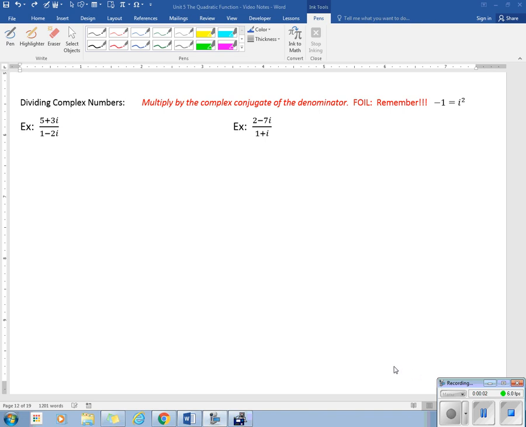Right, really focus in on this one. This one's a little tricky. It's not necessarily that it's a whole lot of new math here, but dividing complex numbers really doesn't even exist. We don't actually even divide them.